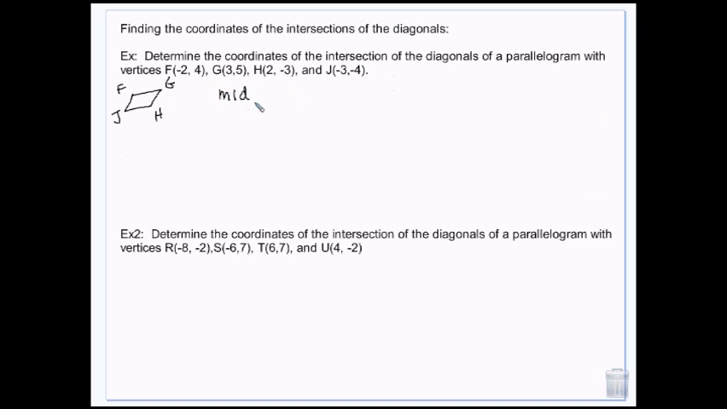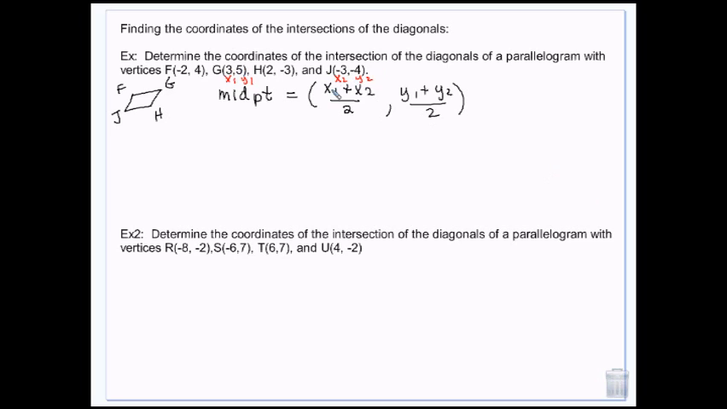Is this the easy way? Yes. And that formula is x1 plus x2, over 2. Now we can use FH or JG, it doesn't matter because they're going to meet at the same point, right? So I can use F and H or J and G. Which one do you guys want to use? J and G? Okay. So this could be x1, y1, and this could be x2, y2.